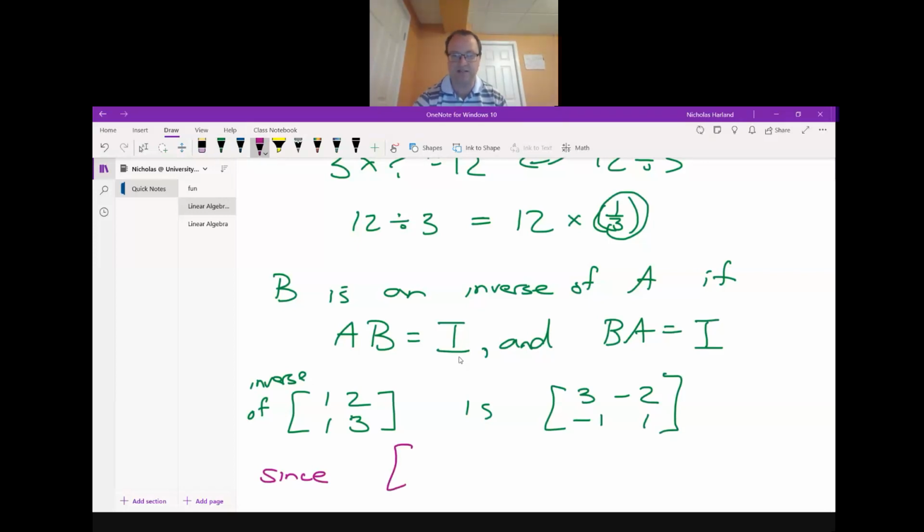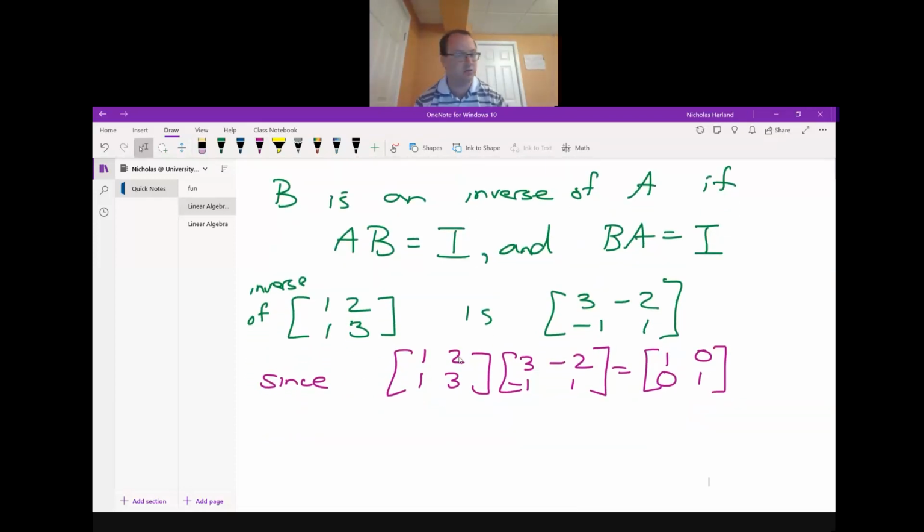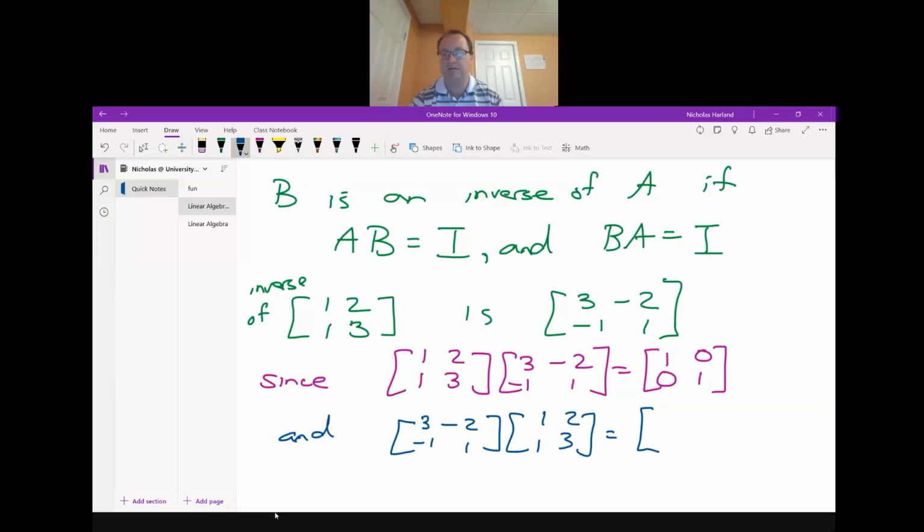And the reasoning for this would be, since [1, 2; 1, 3], if we actually multiplied them, 1 times 3 is 3, 2 times -1 is -2, so that's 1. 1 times -2 plus 2 is 0. 1 times 3 and 3 times -1 is 0. 1 times -2, 3 times 1 is 1. But we also know that matrix multiplication is not commutative. So just because it multiplied on one side doesn't necessarily mean that it does it on the other. And so we'd have to check the other side, and we would get an identity that way. So this is what an inverse is.